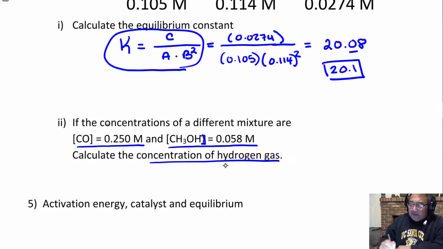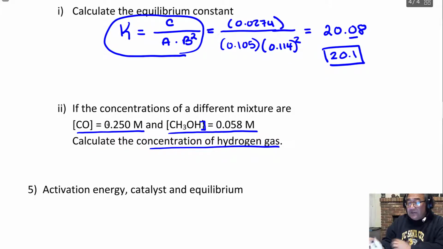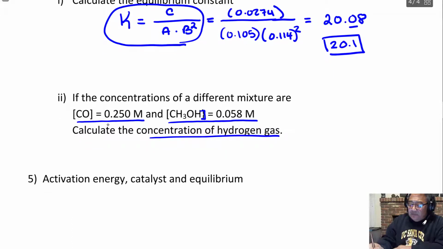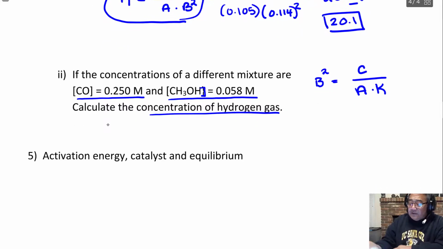But now I'm looking for the concentration of hydrogen gas when the equilibrium constant is 20.1 like this. So what you have to do is rearrange the equation and solve it for B. Very quickly, it's going to look like this. B squared is equal to C over A times K, like that. And then I have to take the square root of both sides, and that'll give me this.